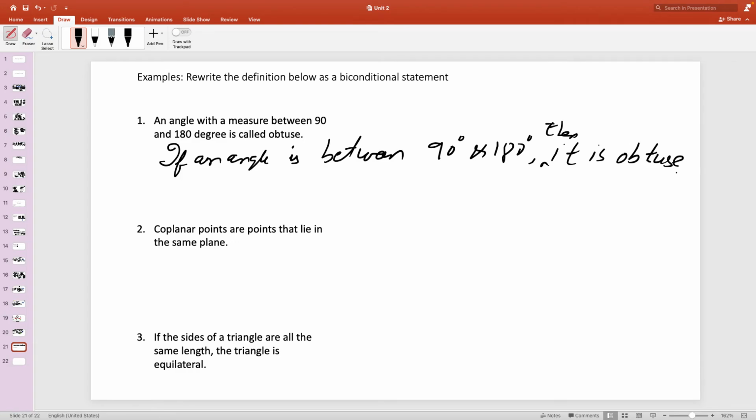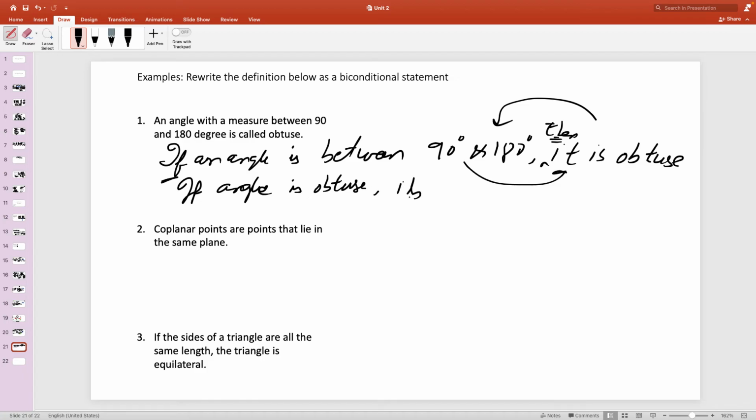It is obtuse, right? So now what do you do? Now we have it in if-then format. So now you exchange these two to create a converse. So now the converse statement is, if an angle is obtuse, it is between 90 degrees, pardon my handwriting, but I think you get the gist of it, between 90 degrees and 180 degrees. So this is the converse statement.